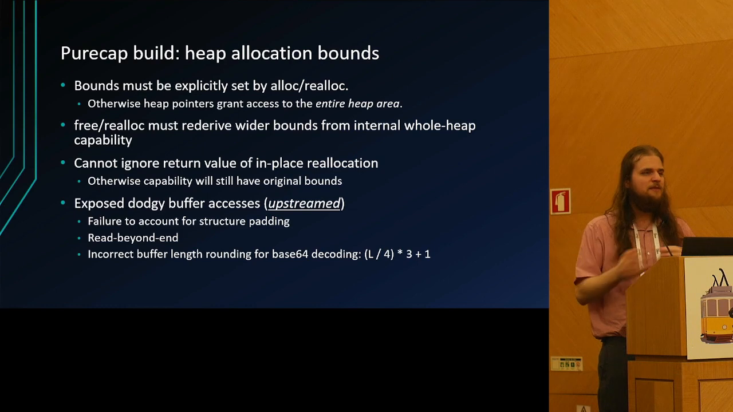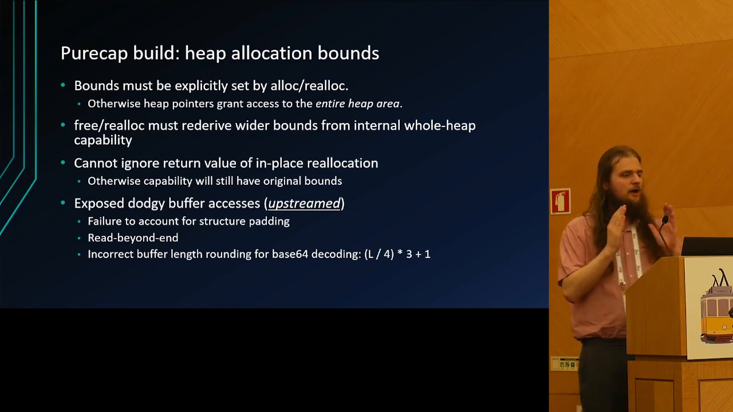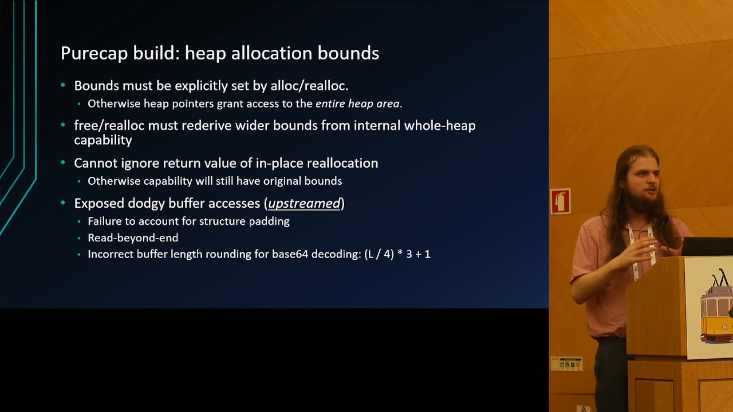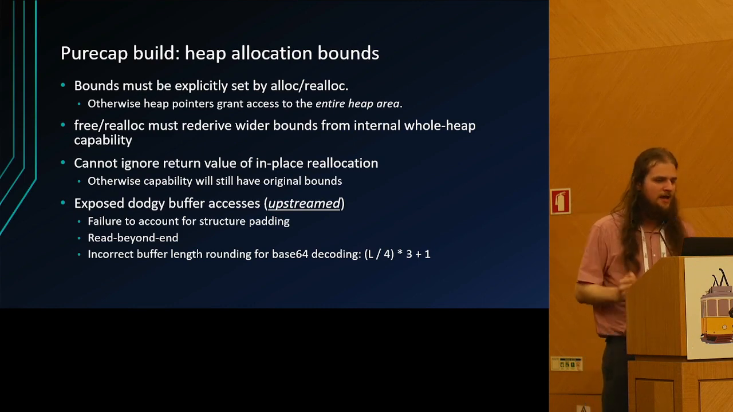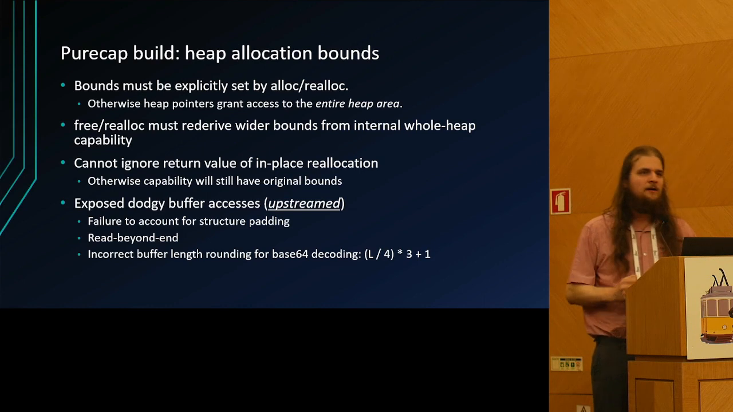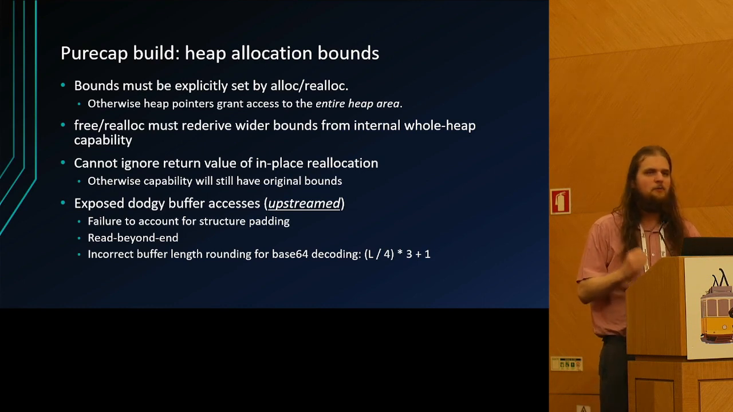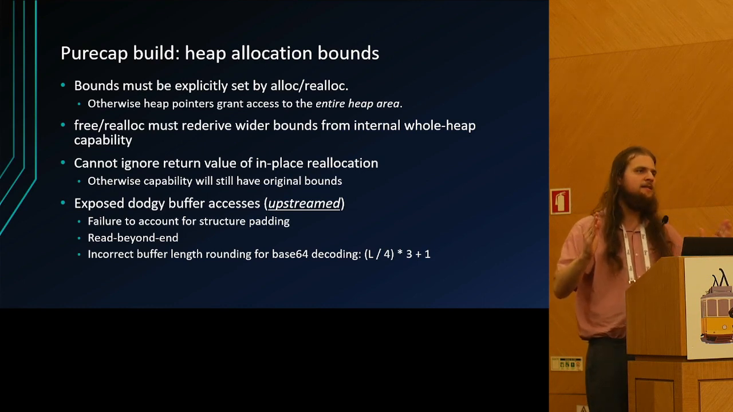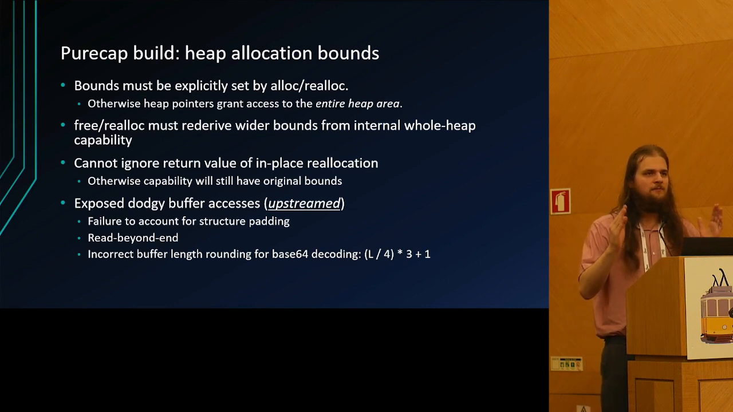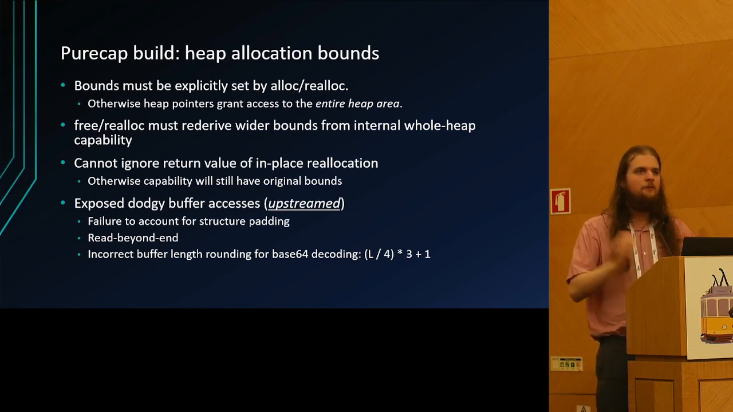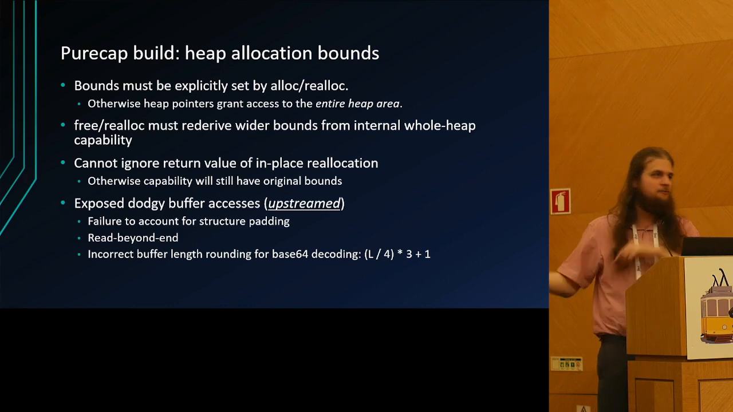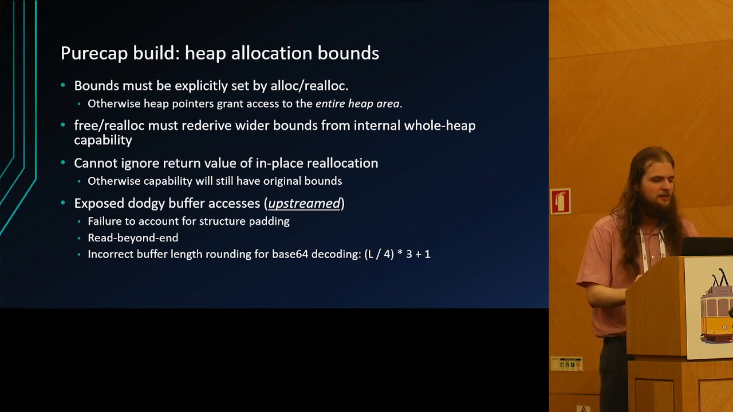with the way we implement free and realloc. Because we've now narrowed the bounds when we allocated, we can't just assume that we can use that pointer to access other data. In particular, when you in-place reallocate some memory, you need to return a pointer with wider bounds, which means you sort of need to rederive it from the existing heap pointer.